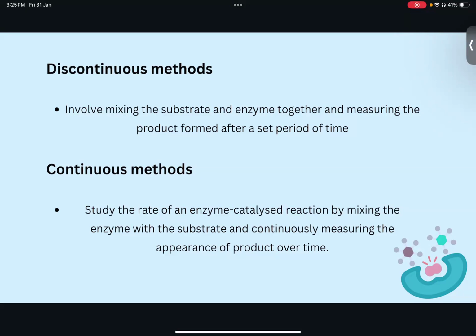While for the continuous method, let's say you are studying the rate of the reaction over a long period of time. You add this amount of enzyme and this amount of substrate, you mix them together, okay? And then you put them in the centrifuge, and you measure the rate of the reaction from the beginning. You don't measure after 10 seconds, you measure it from the beginning till the end, okay? It's over a period of time.